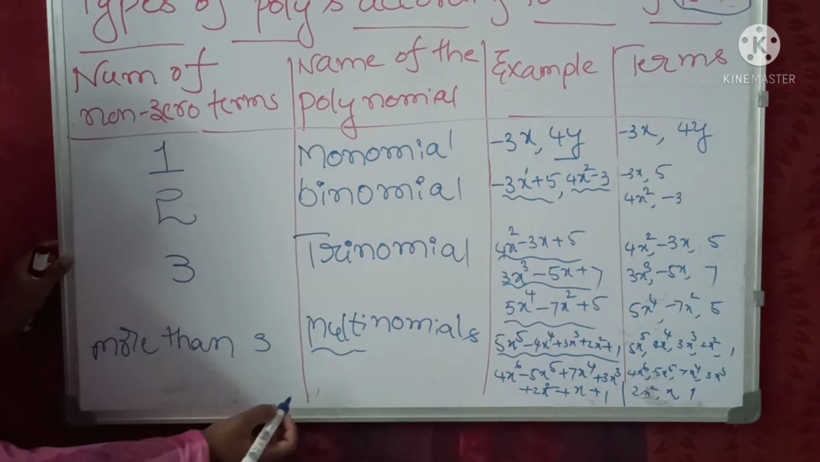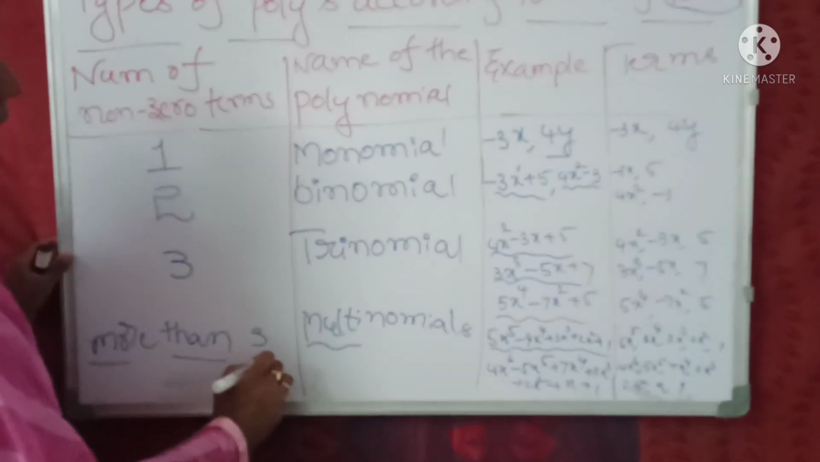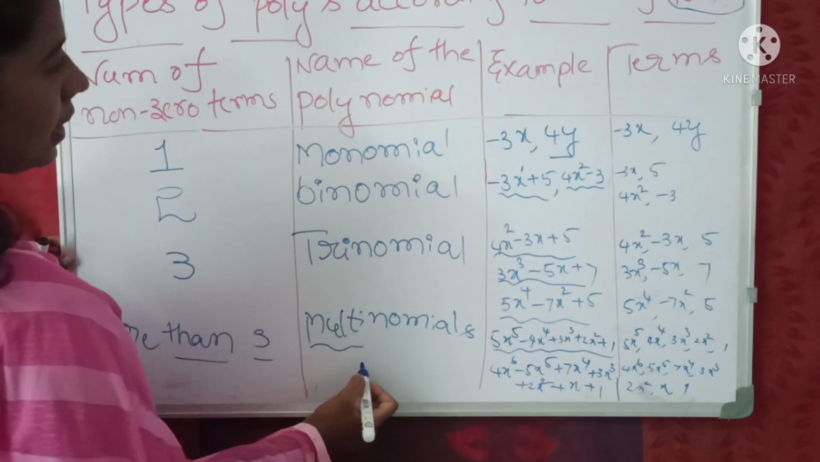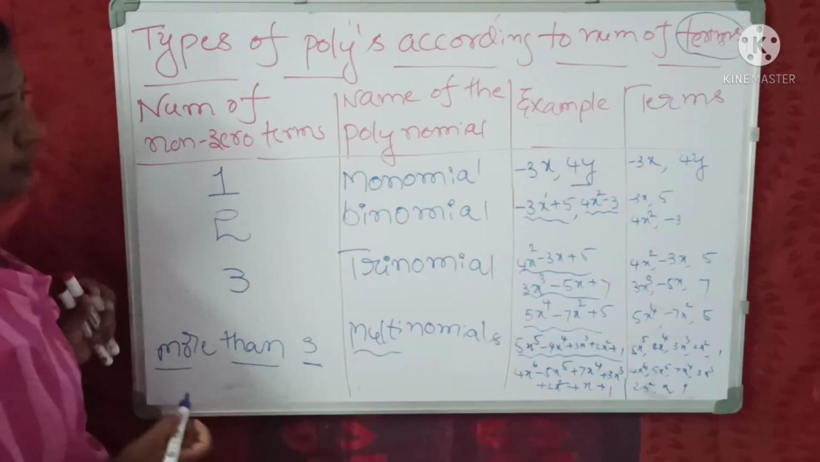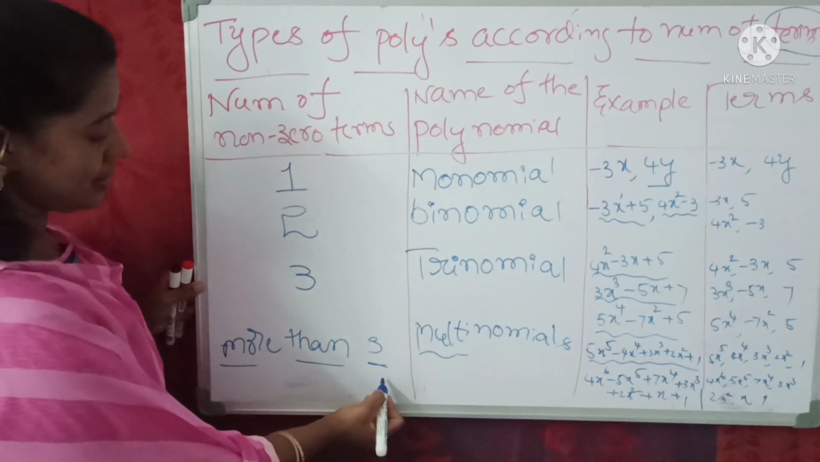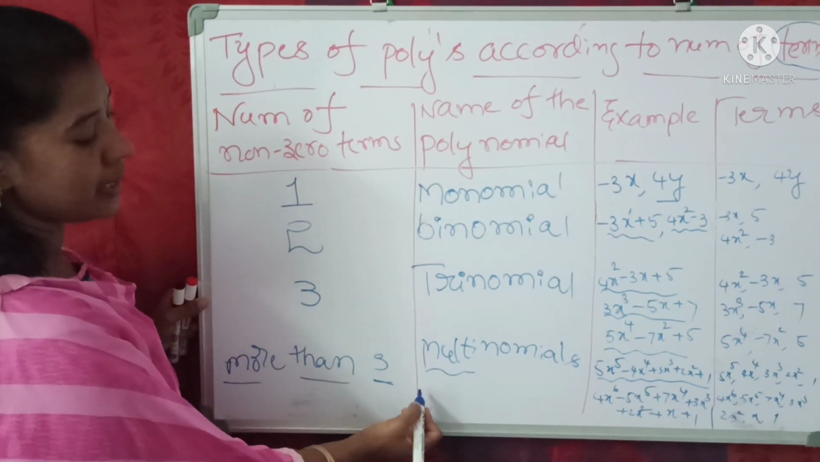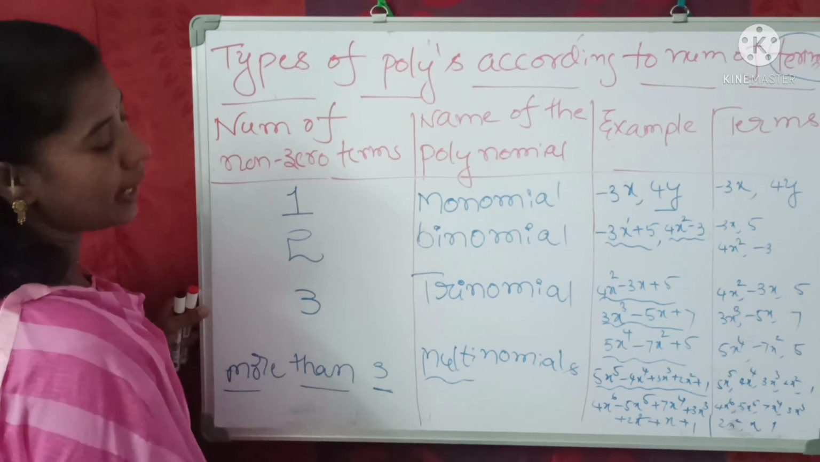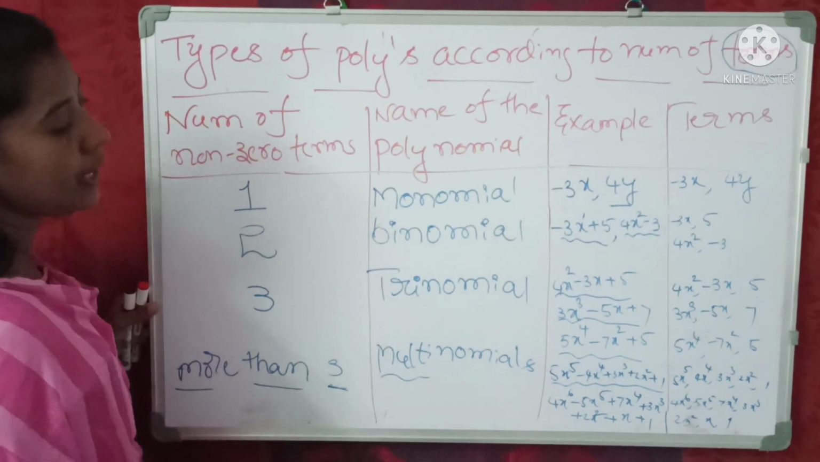Okay, are you able to understand what is called a multinomial? We can choose more than 3 terms, and it is called a multinomial. Here, more than 3 means we can choose 4, 5, 6, 7, any number of terms more than 3. It is called a multinomial.